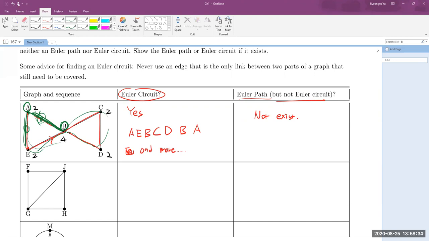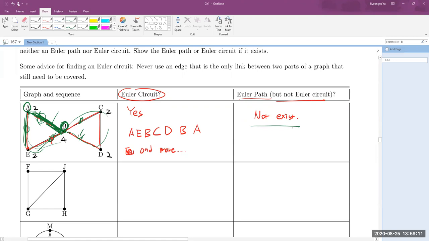So like this, if your starting point is B, then if you cover this upper left edge, you need to go back to B with the bottom left edge. Then these two edges are covered. And if you use the upper right edge, then you also go back on the bottom right edge, right? So these two edges also match. So it means that you need to go back to your starting point no matter what you do, right? So that's why we don't have an Euler path here.